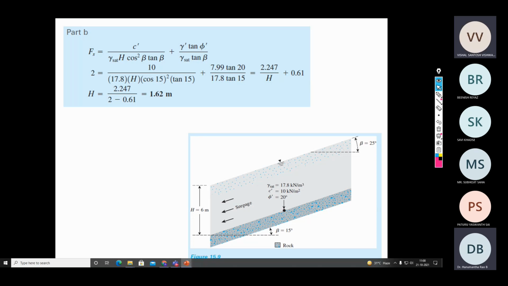Sir, how can we find the location of the failure plane? No, here it is not required. This is an infinite slope. The failure plane always develops at the interface between two materials, here soil and rock. This is an infinite slope. You don't need to talk about the location of the failure plane.